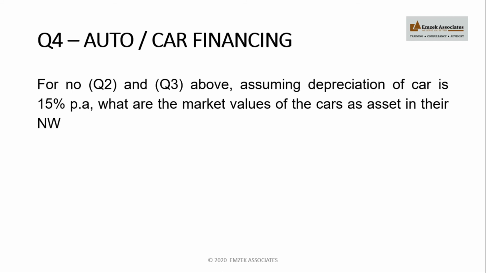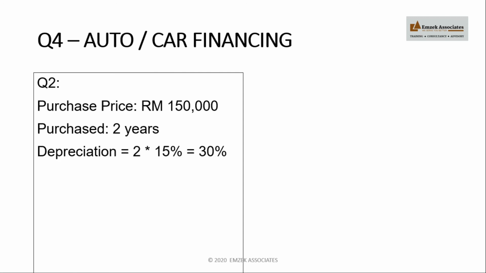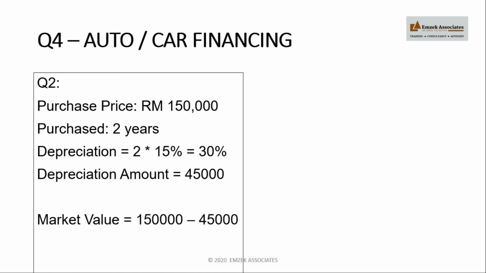Question number 4, you'll be asked to calculate the market value of the cars in question number 2 and number 3 above, with the assumption of depreciation of the car at 15% per annum. In question number 2, the purchase price is 150,000. He has purchased the car for 2 years. So the depreciation amount is 30% times 150,000. So the market value is 150,000 minus 45,000, so you get the market value of 105,000.